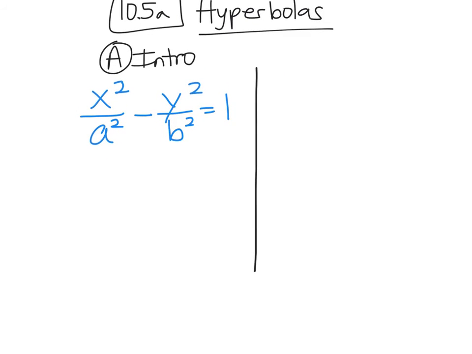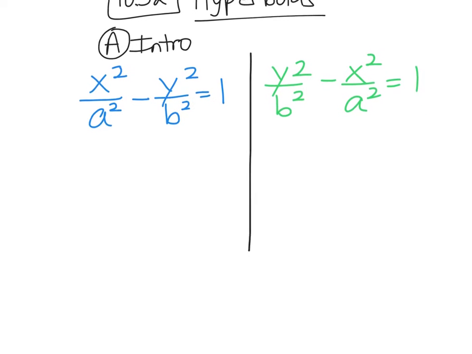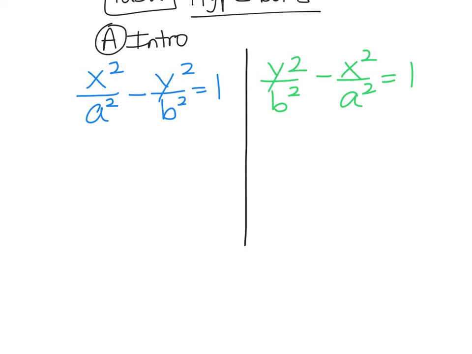Oh, and then the other one is going to be y squared over b squared minus x squared over a squared equals 1. Because subtraction isn't commutative. In other words, 5 minus 3 is not 3 minus 5. So these make a difference if x is minus y or if y is minus x. It makes a huge difference. So let's talk about their differences and all their pieces. All right, here we go.